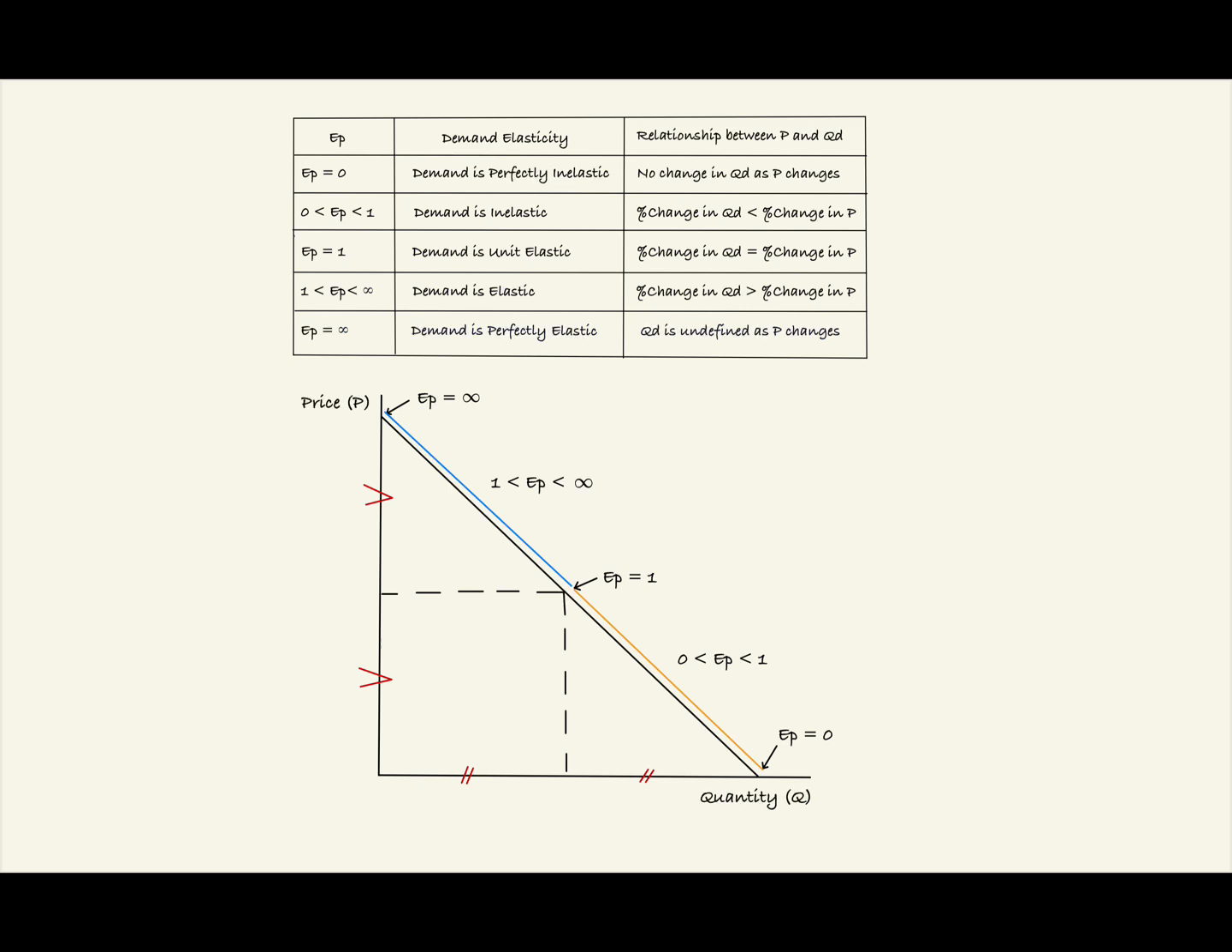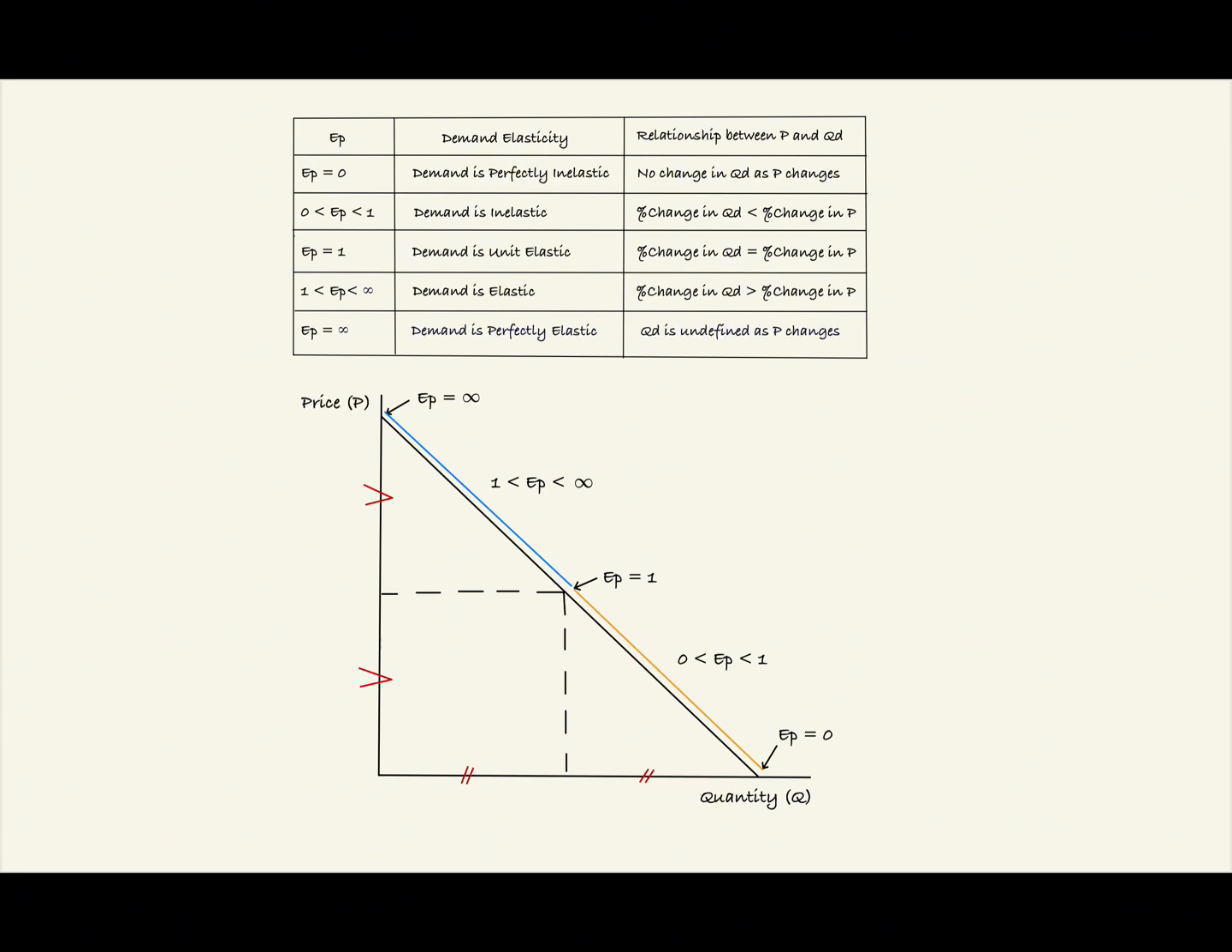Different values for the price elasticity of demand represent different demand elasticities. In this table, we can see all of the possible elasticities that a product can have. If the price elasticity of demand for a product is 0, we say that the demand for that product is perfectly inelastic. This means that there is no change in the quantity demanded for the product as the price of the product changes.